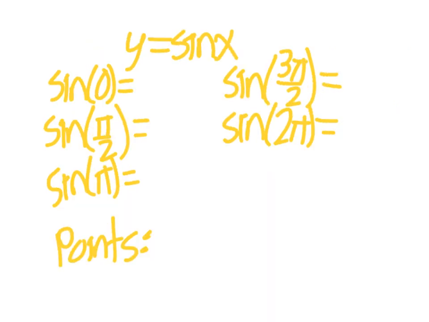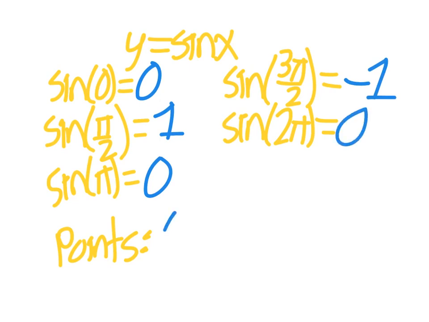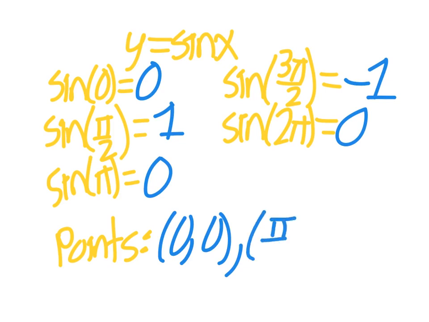We know that sine of 0, or at 0 degrees or 0 radians, is 0. Then sine at pi over 2 radians is 1. At pi it is 0. At 3 pi over 2 it is negative 1. And at 2 pi it is 0. So therefore we get the points of 0, 0, and then pi over 2, 1, and then pi, 0, 3 pi over 2, negative 1, and 2 pi, 0.